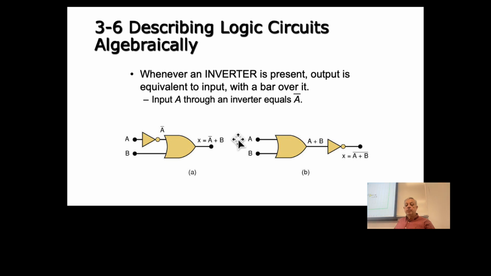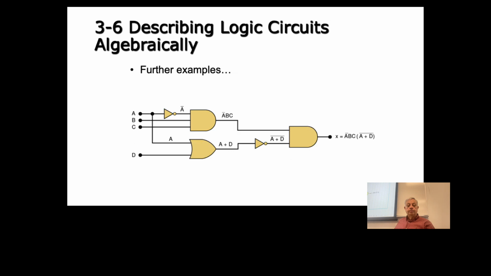A similar but completely different operation is performed if I reverse the gates. If I take an OR here, A or B, I get A or B out. But then if I invert, now I've got A or B, the whole expression inverted. Again, follow the gates. Follow them in order.